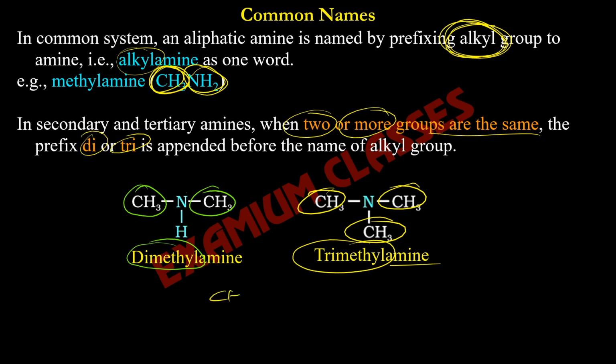Suppose you have different alkyl groups. Suppose it is CH3NHC2H5. Now you will see which one is alphabetically first. So you will say ethyl methyl amine. It is still amine, but you will place the alkyl groups in alphabetical order.